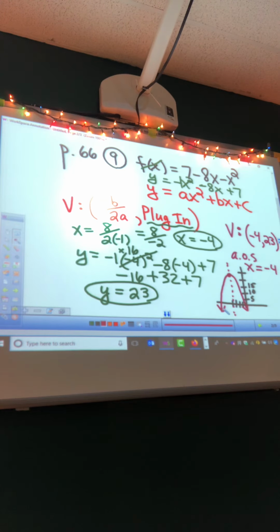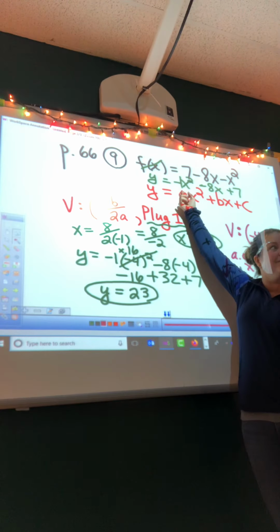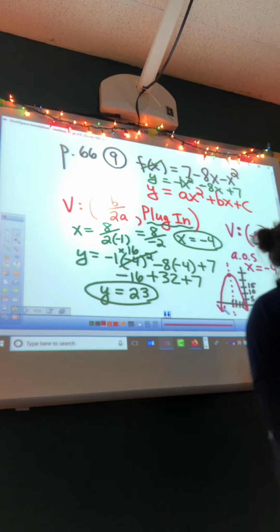Again, if we wanted to be exact, remember we could do the X and Y table, pick a couple values that are less than that negative 4, pick a couple values that are greater than negative 4, plug it in, and we would be more exact. But it didn't really say do a table of values, did it? Nope. So we're good with this, finding our vertex and our axis of symmetry. Again, opening down because it had a negative a. All right, good enough?